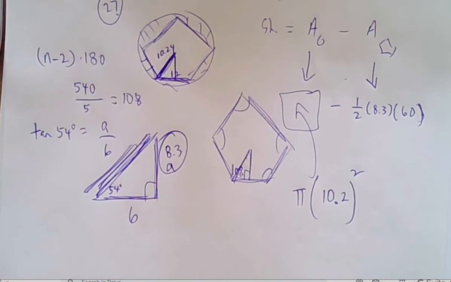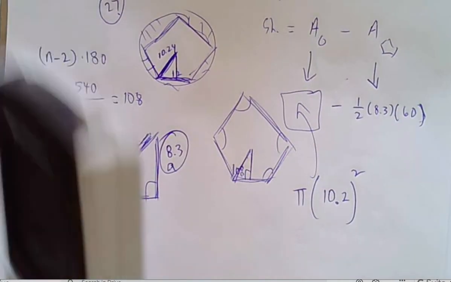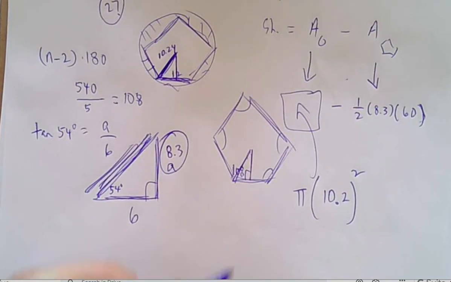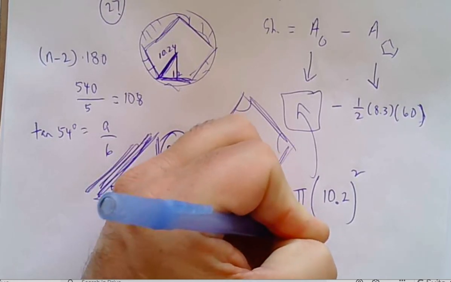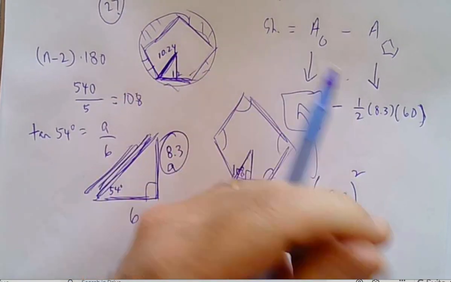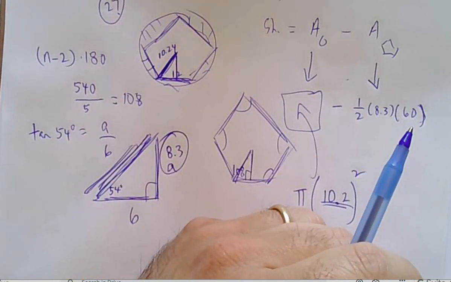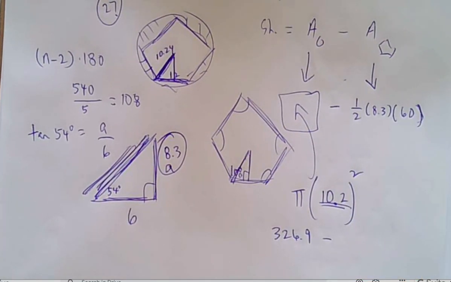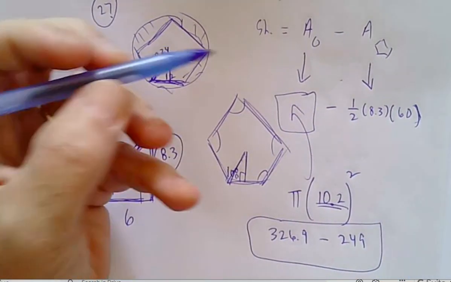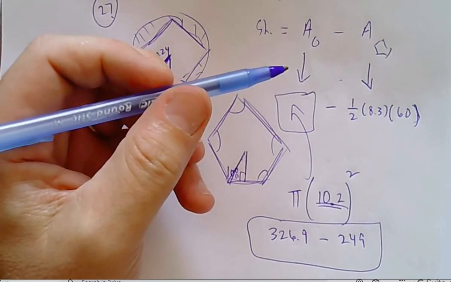And now it's a strict calculation. So the area of the shaded region is going to be 10.2 squared times pi. This time I would probably use a decimal because 10.2 squared times pi is irrational. Minus 1/2 times 8.3 times 60. So whatever that answer equals is the correct answer for number 27.